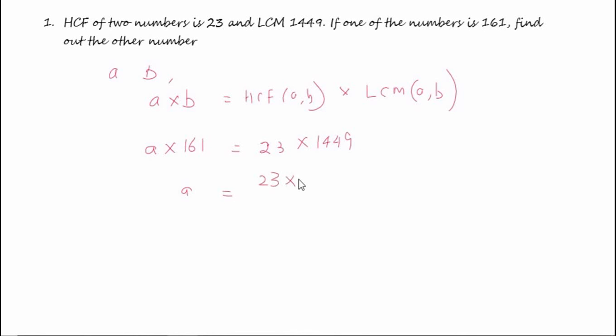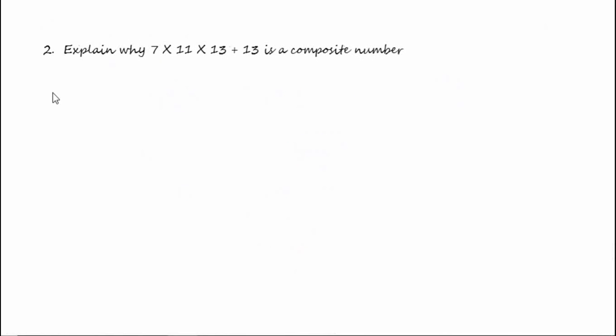So the other number A equal to 23 into 1449 divided by 161. So now this 23 ones are, this goes 7 times, 7 ones are 207. So the other number is 207. Simple problem. Next problem.